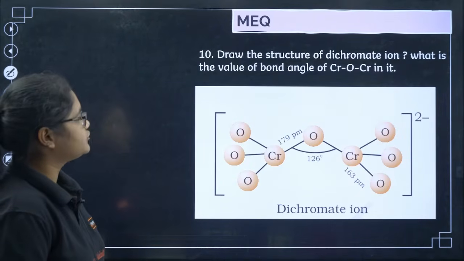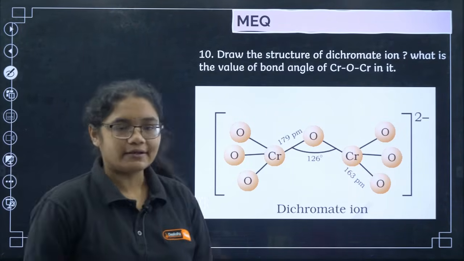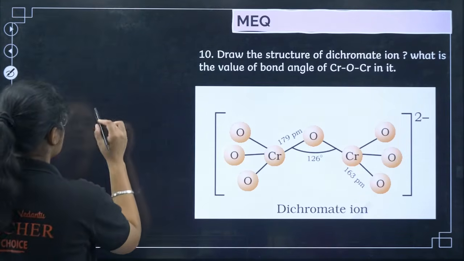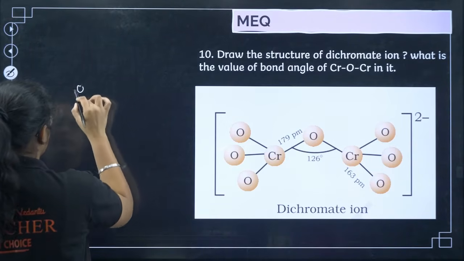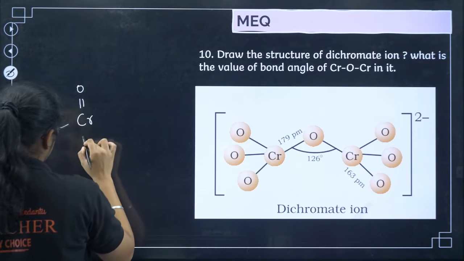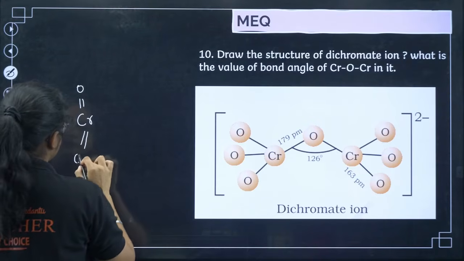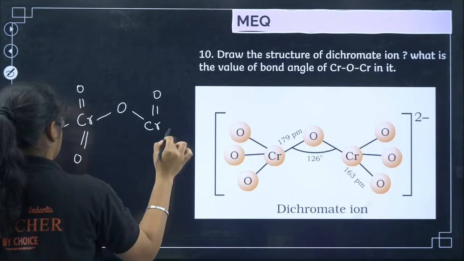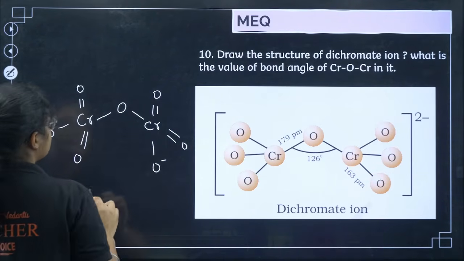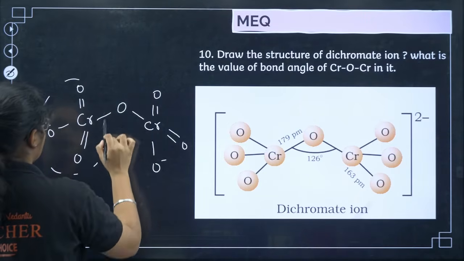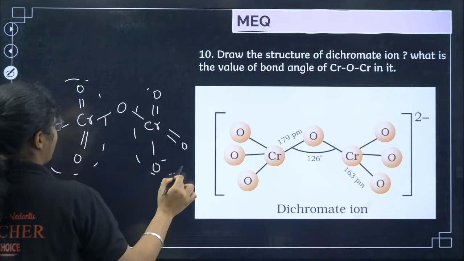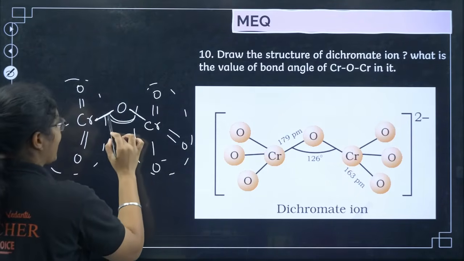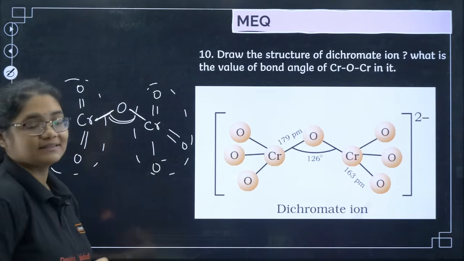Next we have: draw the structure of dichromate ion and what is the angle. So this is the structure of dichromate ion, or you can just draw it like this also. Cr, you can show one with double bond and you have like this. Right, so these will be under continuous resonance, but there is no change in this bond, so this bond angle is constant, which is 126 degrees.